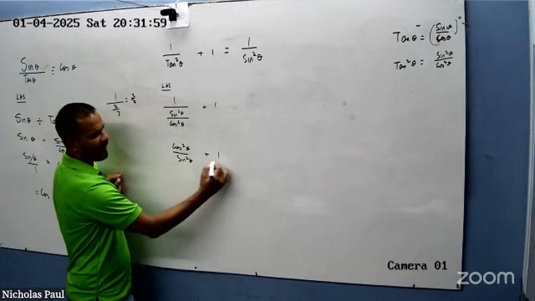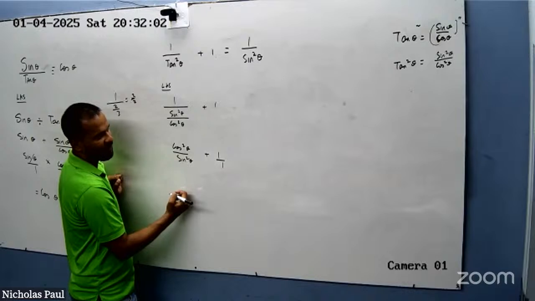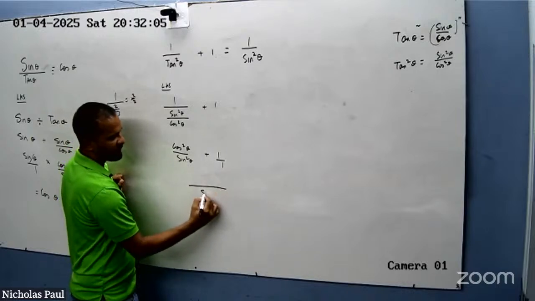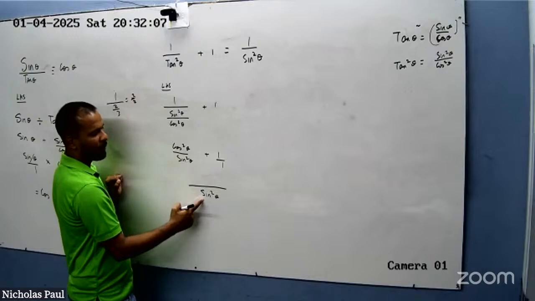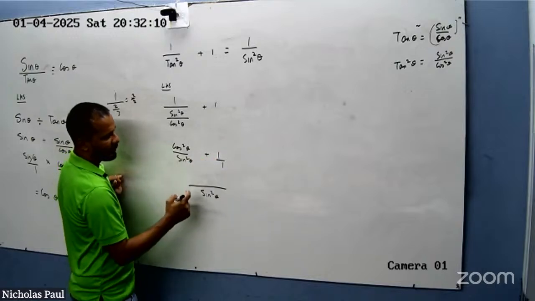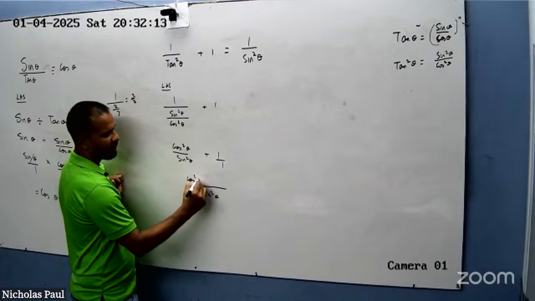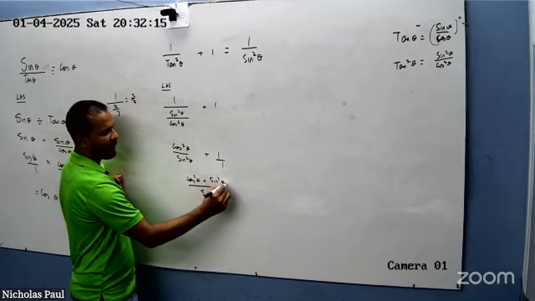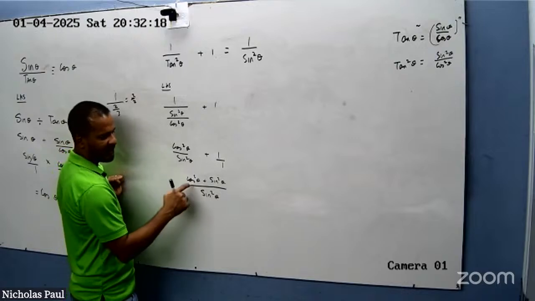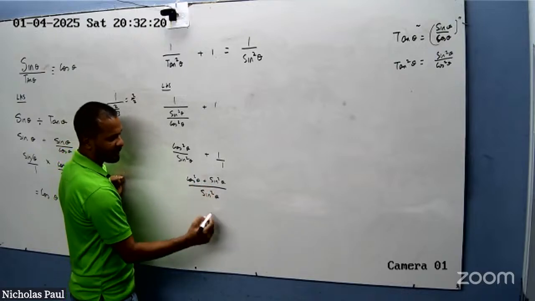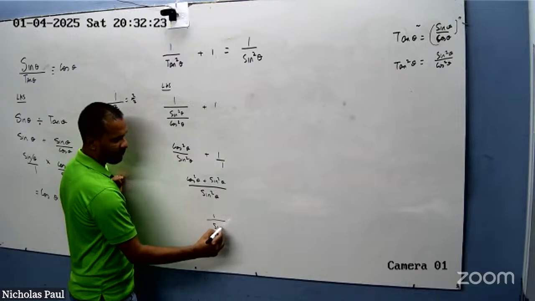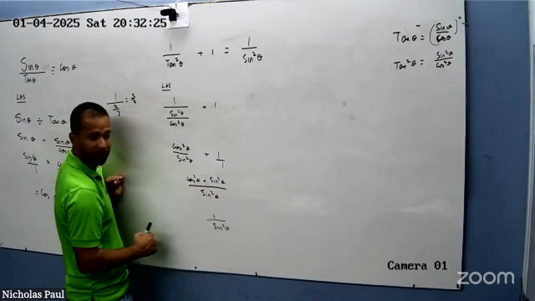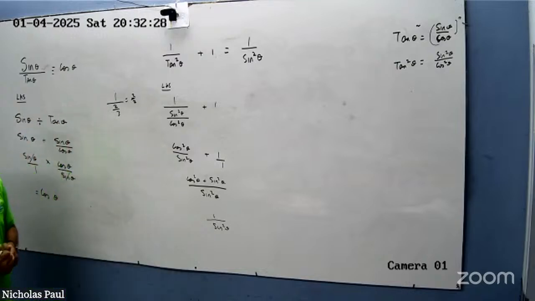When you reach here, you do the usual thing: you find the LCM. The LCM is sine squared. The numerator will be what? 1 by this, 1 by this. So the numerator will be cos squared plus sine squared. Check back at the identities and you will see that cos squared plus sine squared is 1. So this whole thing here turns to 1. Normally, if you're doing it properly, it takes 5 to 6 lines, no more than that, sometimes 4 or 5 lines.